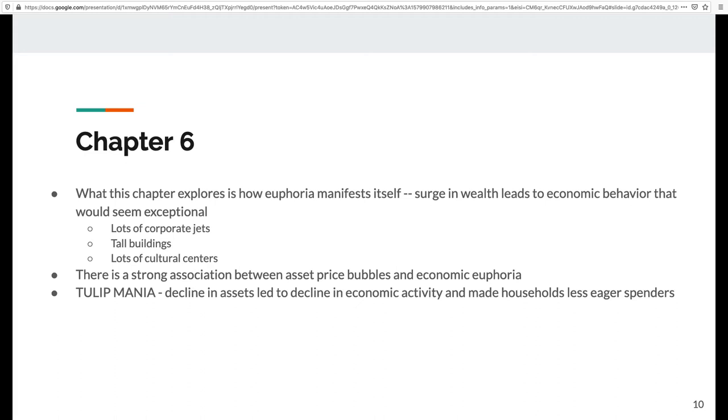Within Chapter 6, we have this general discussion of how do we see a euphoria? How do we see an economy that looks really odd? There were some examples right at the beginning of the chapter where we talked about how tall certain buildings are when they're being built, how many cultural centers there are, how many corporate jets out there. And usually this asset price bubble is strongly linked to people spending money that they think they have. The most classic example of this is the tulip mania, where as tulips were becoming more expensive, people spent that wealth. Then when tulips fell in value, individuals spent less.